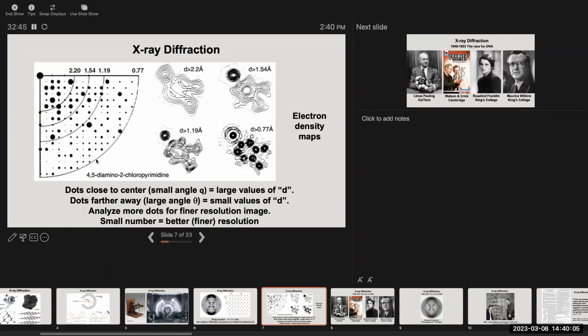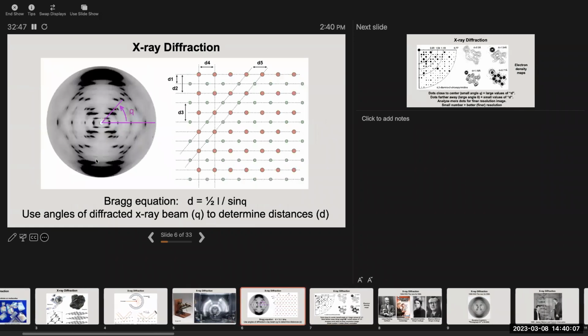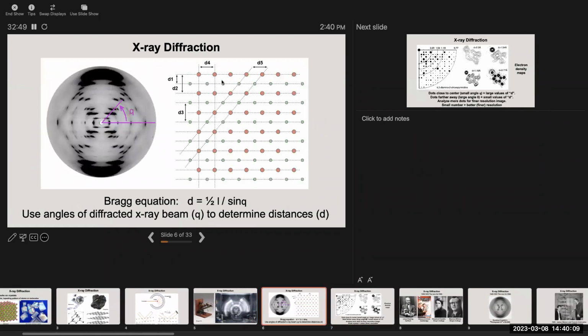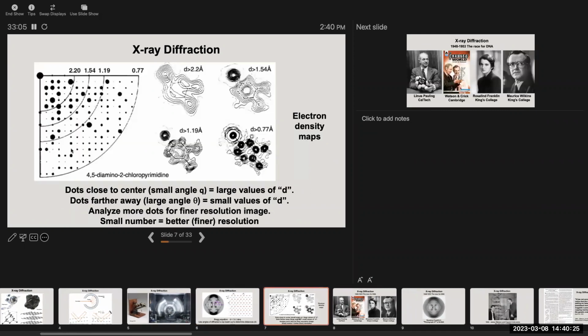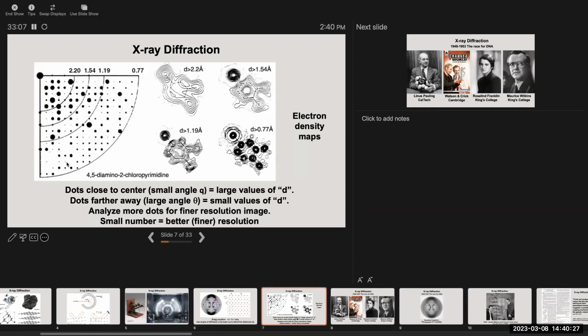Because you have to realize, going back to this other image, even something very simple has many different spacings, many different values of D. So as your molecule gets even just a little bit more complicated, the number of values of D starts to go up dramatically, and you get lots more spots in your X-ray diffraction pattern.